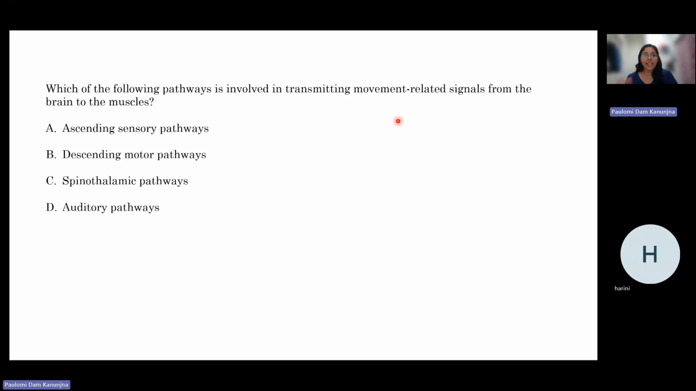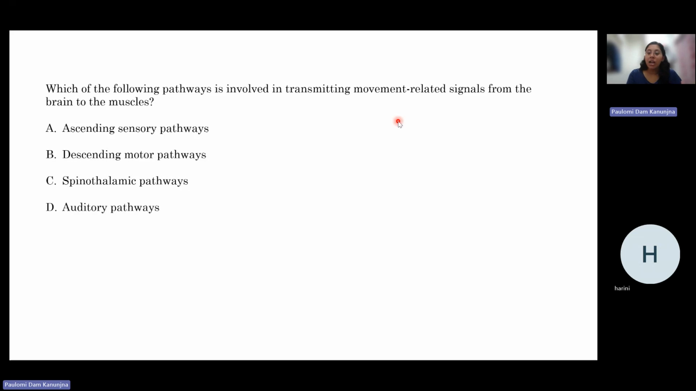Okay. Which of the following pathways is involved in transmitting movement related signals from the brain to the muscles? Again, just like the previous question, this is important for us to understand the pathophysiology of disease. If you have any disorder which affects the movement signals, which motor pathways are they targeting? And this we have done in the previous class also. When we looked into the classification of ascending and descending, we told which one pertains to sensory and which one pertains to motor, if you remember, and which would be getting affected.